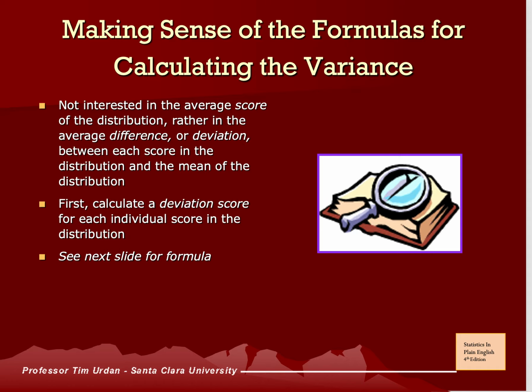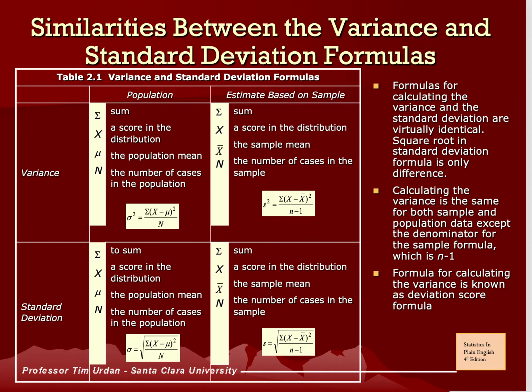So to make sense of this formula for variance, it seems pretty complicated. We're interested in the difference of the deviation from the score to the mean. So we have to calculate this idea of a deviation score, which means here, this is the formula. So I have to take my score and subtract the mean and then square it. So in the previous example, the score was 12 and the mean was 10. So this would be 12 minus 10 is 2. 2 squared is 4. Then I'm going to add the next score. So if the next score is 14, 14 minus 10 is 4.